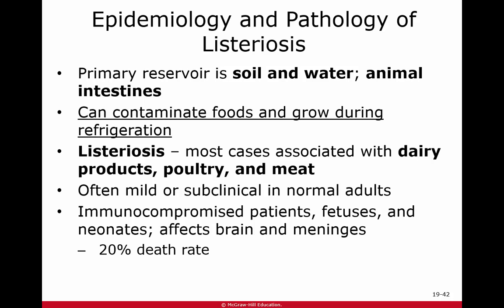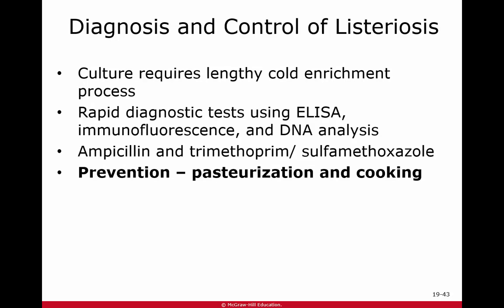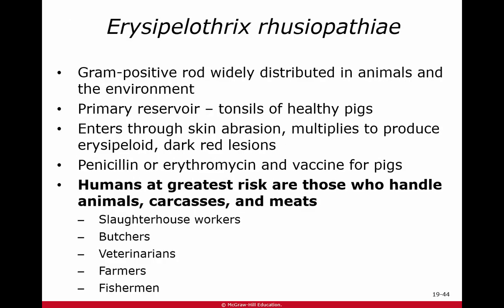The problem comes in with immunocompromised patients, fetuses, and neonates, because it can affect the brain and meninges. As a matter of fact, there's a 20% death rate associated with Listeria. When we think of how to control it, there are tests we can do: ELISA, immunofluorescence, and DNA analysis. Typically, you want to give the patient ampicillin. But the key is to what? Pasteurize, and make sure that your dairy, fruit juices, and meats have either been pasteurized or cooked.